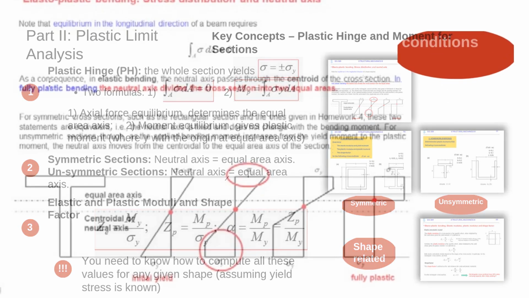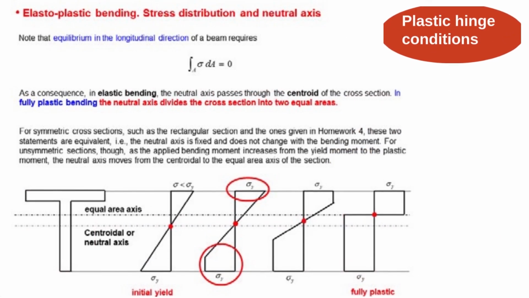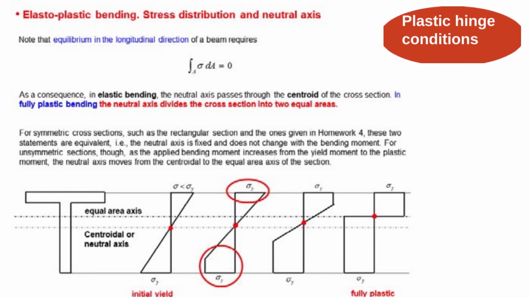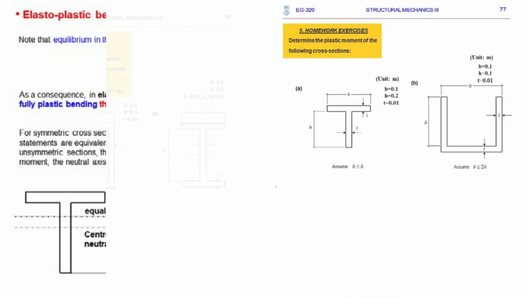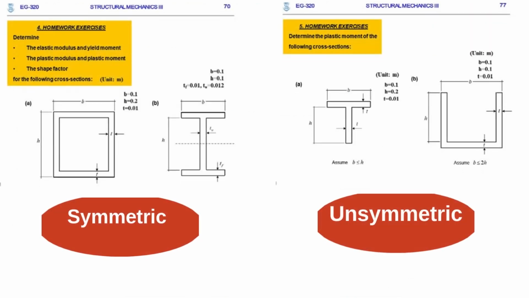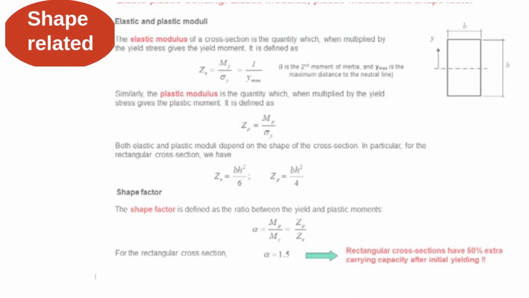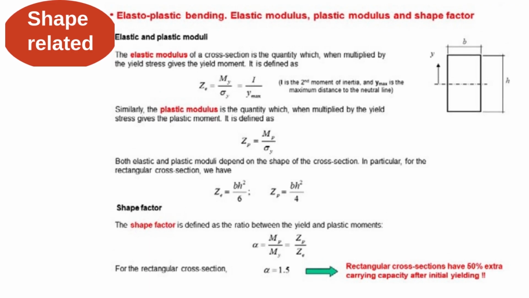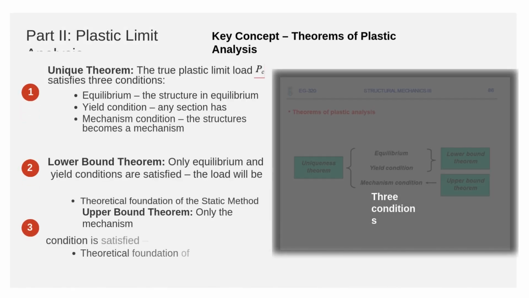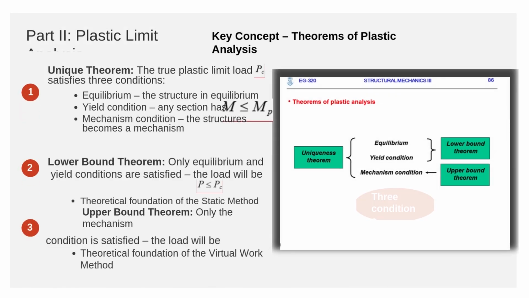Key concept: theorems of plastic analysis. Unique theorem: the true plastic limit load satisfies three conditions. Equilibrium: the structure is in equilibrium. Yield condition: any section has M less than or equal to MP. Mechanism condition: the structure becomes a mechanism.